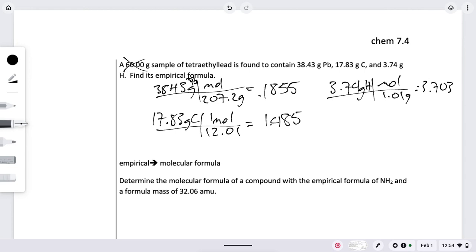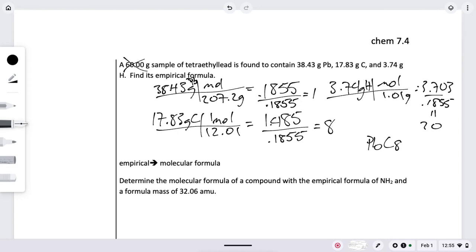3.703. All right, so now I divide by the smallest. None of them are similar to each other, but that 0.1855 is the smallest. So there's one lead. But I divide everything by 0.1855, and this is going to be really, really close to 8. Divide this one over here, and that's actually going to be really, really close to a 20. Doesn't really matter how big the number is, you'll get it figured out as you go. But this tetraethyl lead is Pb, there's 8 carbons, and then there's 20 hydrogens, right?